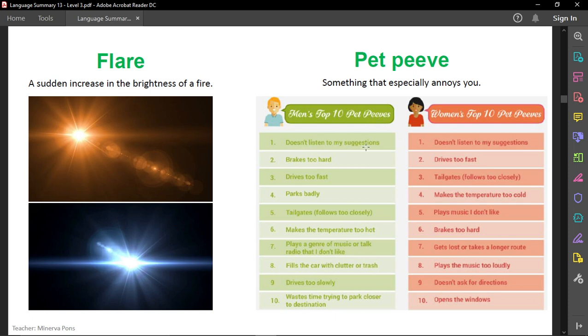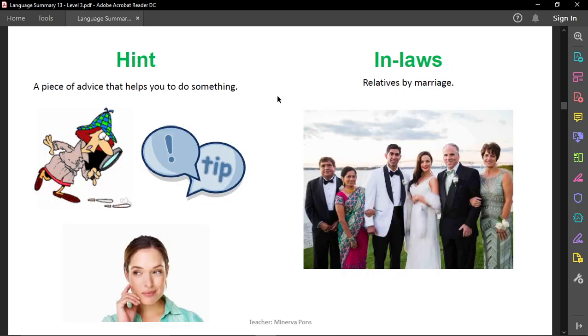When she doesn't listen to my suggestions, when she brakes too hard, when she drives too fast. Women's top 10 pet peeves: doesn't listen to my suggestions, drives too far, too fast, and tailgates. Okay, this is related to cars. We're going to see some more pet peeves later on in the book.